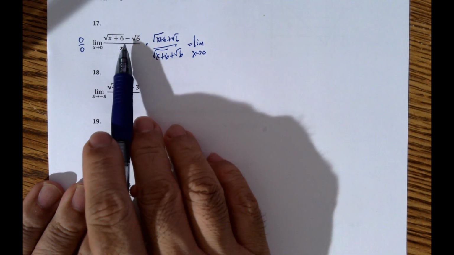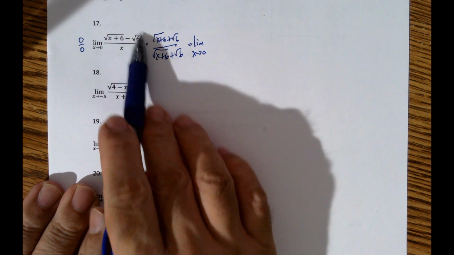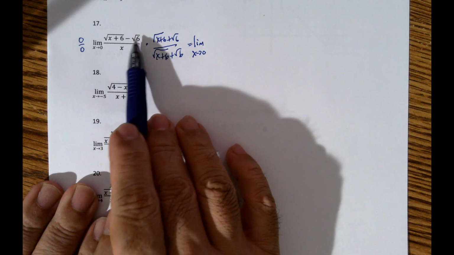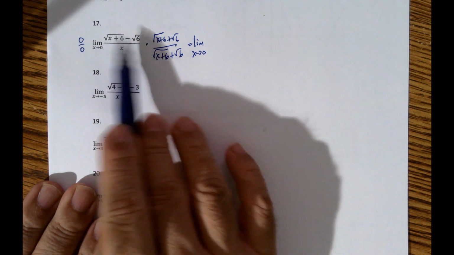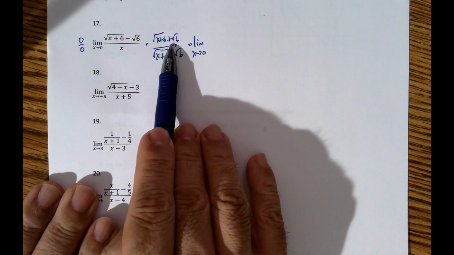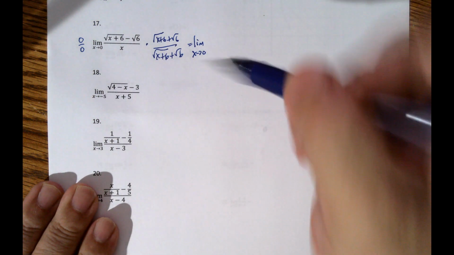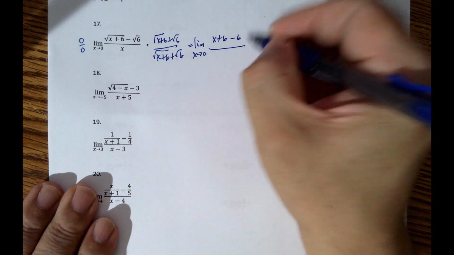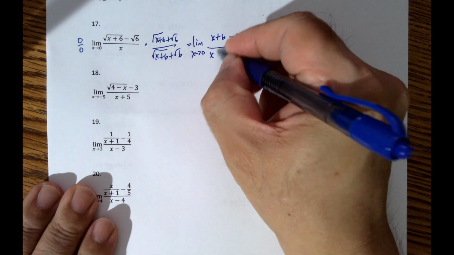When you multiply a binomial, square root of x plus 6 is considered one thing, square root of 6 is something else, two separate things separated by a minus, change the sign to a plus sign, now I'm going to multiply that out. So that becomes x plus 6 minus 6 over, and I don't multiply out the denominator.